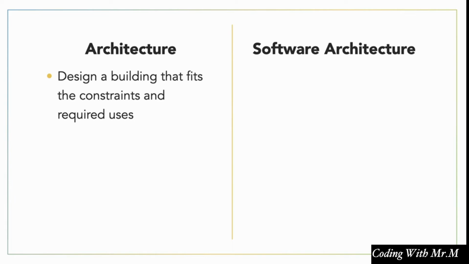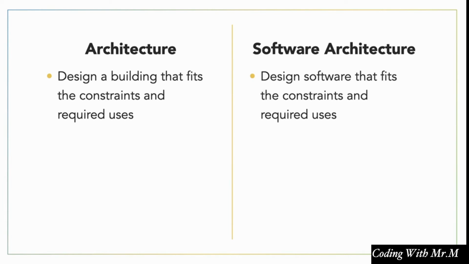Now, on the same token, in software architecture, our goals are pretty much the same. We want to design software that fits the constraints and required uses. And just like with regular architecture, the constraints are usually things like budget, and the required uses are what people are designing that software to do in the first place. So here's where we get to the differences between architecture and software architecture. With architecture, once we've built that building, once construction is completed, it's going to remain fairly static over time. Yes, we'll have to renovate it every once in a while, and there will be ongoing maintenance with the plumbing, the electricity, etc. But for the most part, we're not going to make any drastic changes to it.